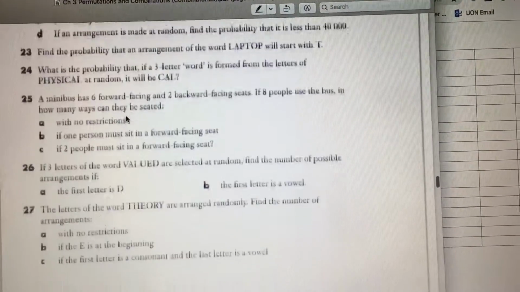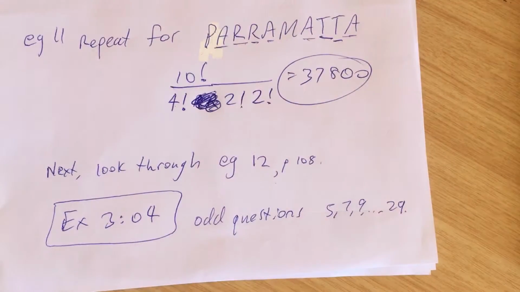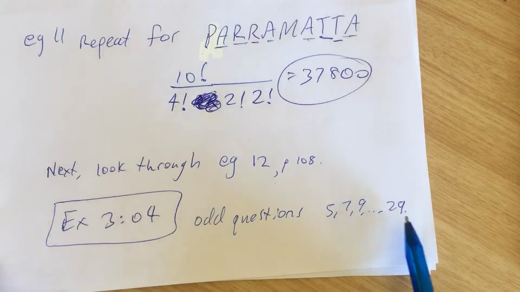There are some really wordy questions, so those of you who didn't like the problem solving are going to have to worry about that. So yeah, do 5, 7, 9, as much as you can, through to 29.